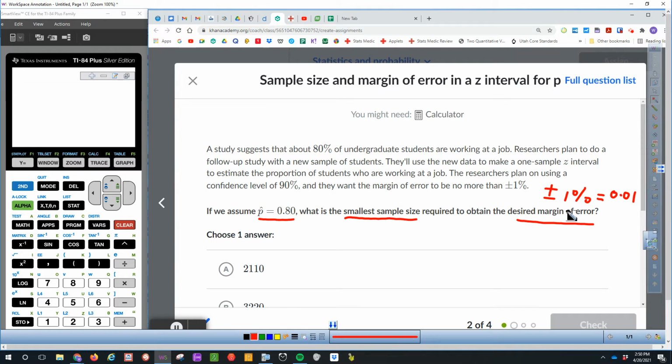Now we need to understand where the sample size comes from, and what sample size and margin of error have in common. The thing they have in common is this: the margin of error, MOE, has this formula: z star times the square root of p hat times 1 minus p hat divided by n. This is the formula for the margin of error for a sample proportion. And they want this to be no more than 1%, so it's less than or equal to 0.01.